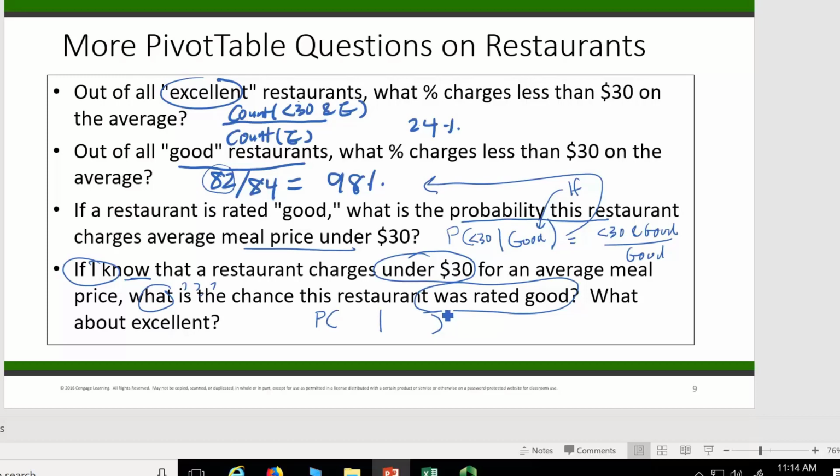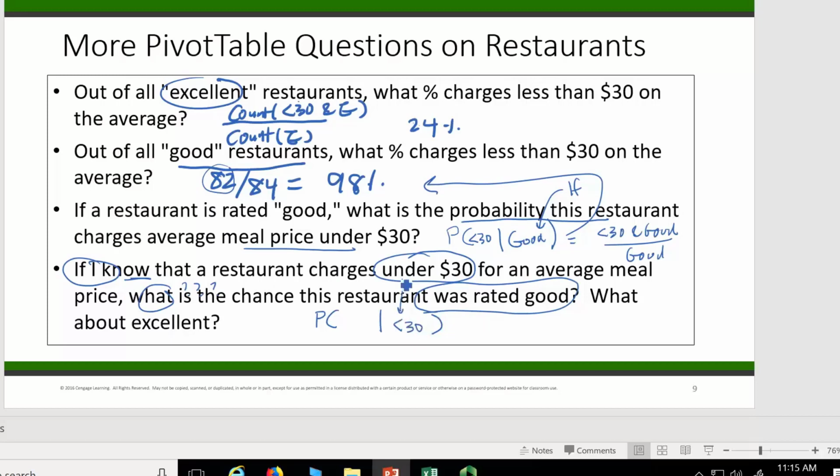Okay, so on the right, what would I put here? Less than 30. Where? Which side? On the right side. Okay, that makes sense. Right, so under 30. If I know the restaurant, that part is given here, right? So that part goes here.